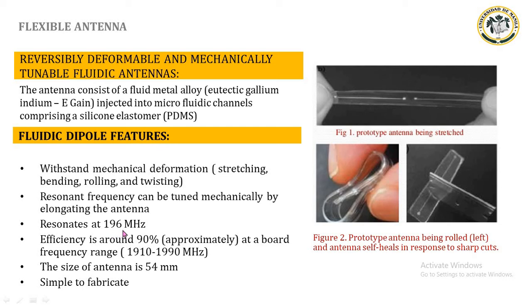Resonates at 1960 MHz. Efficiency is around 90% over a broad frequency range of 1910 to 1990 MHz. The size of the antenna is 54 mm. Simple to fabricate. Figure number 1, prototype antenna being stretched. Figure number 2, prototype antenna being rolled, and the antenna self-heals in response to sharp cuts.